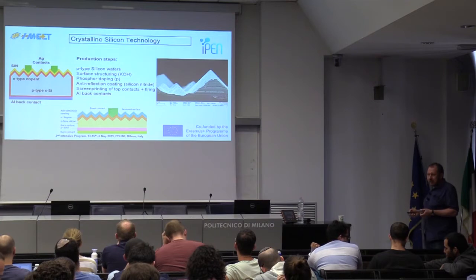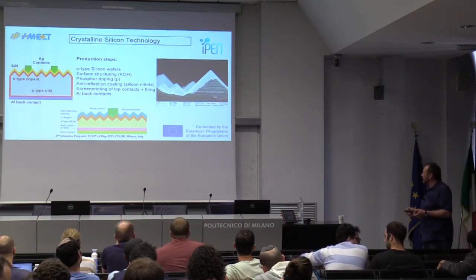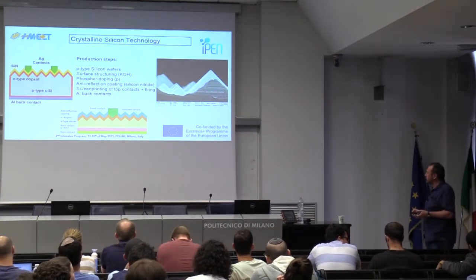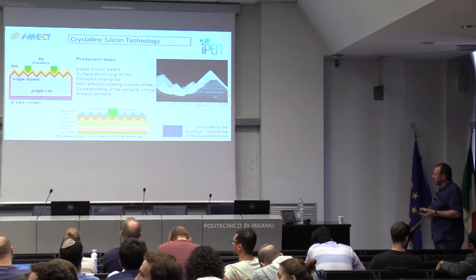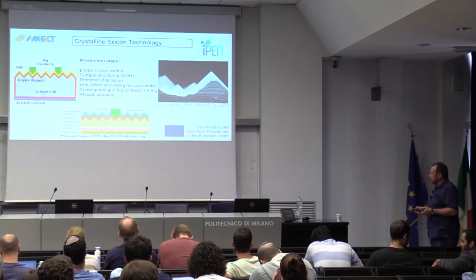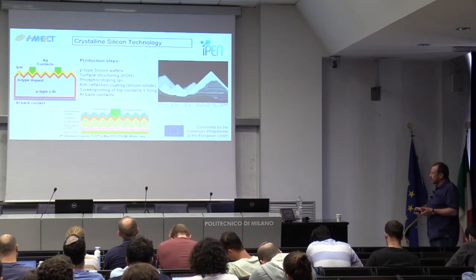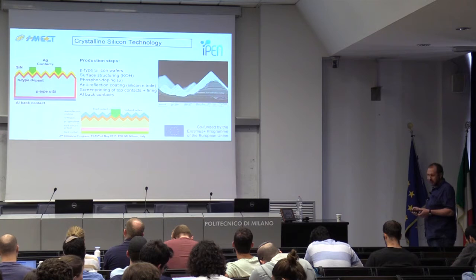So now I think half of you raised their hands that you know how photovoltaics works. Just to remind you how silicon cells are processed or produced. It starts from P-type doped wafers, which are then subjected to surface structuring via potassium hydroxide. This is to produce the modulation of the structure to improve the coupling of light into silicon.